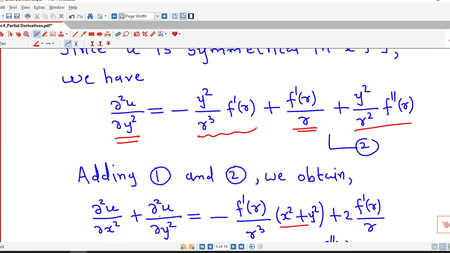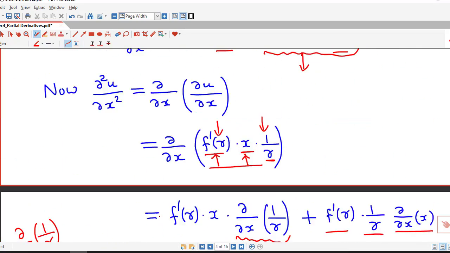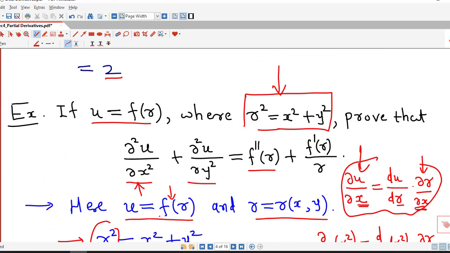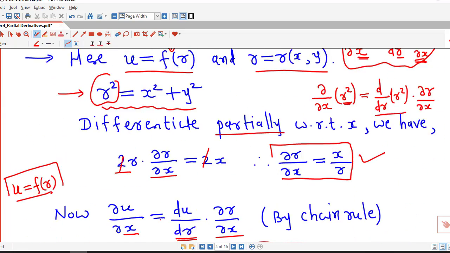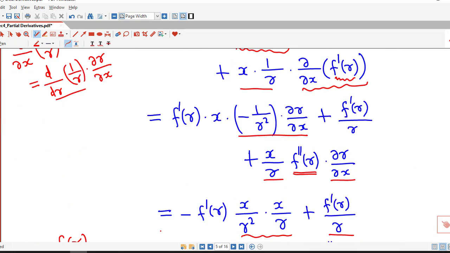So in this way we can use chain rule to find out or to prove this type of problems. So this is all about today's session.